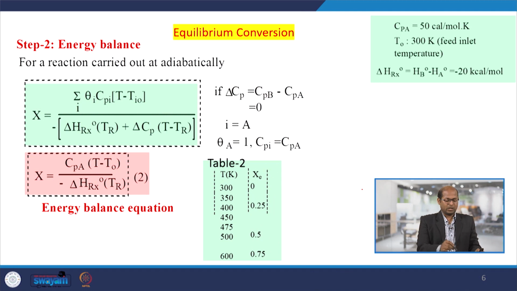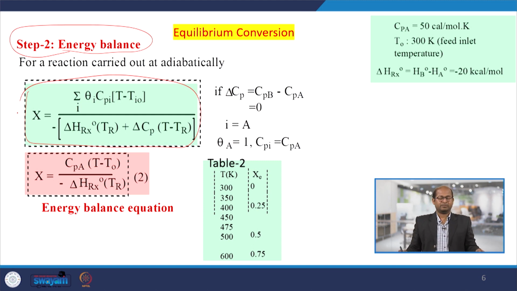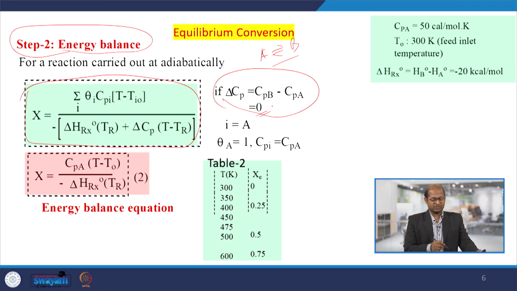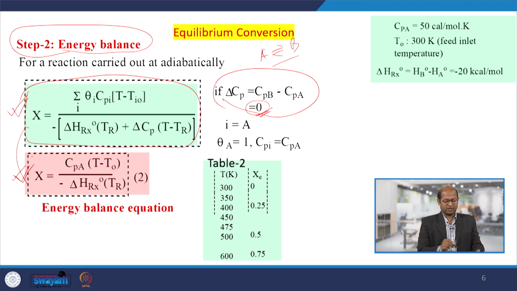Now step 2 is the energy balance. These are the energy balance equations we discussed, if the reaction is carried out adiabatically. The heat capacity change between components A and B is almost equal, so for simplification we can put the difference as 0. If there are some differences, then we use one equation; if there is none and the difference is 0, then we use equation 2 as the energy balance equation.